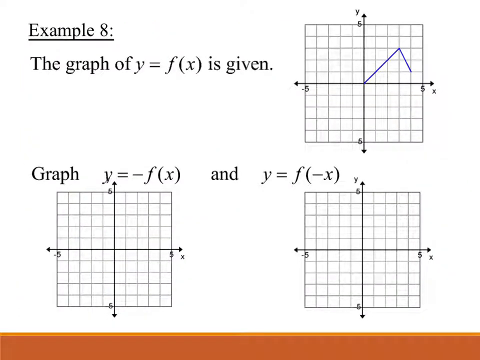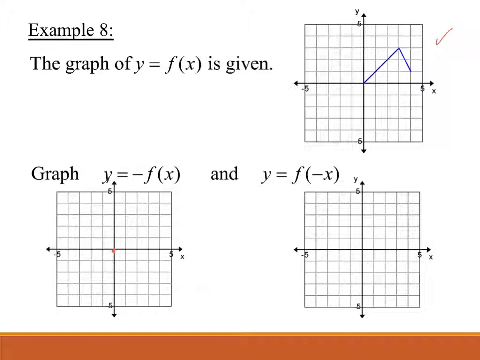So in example 8, we're going to graph the function f of x that is given by the graph in the top right-hand corner. So we're going to regraph this one by graphing y is equal to negative f of x. So we know that this was reflected through the x-axis. So 0, 0 is going to be the same, so we put in the point 0, 0. And now we look at the point 1, 1 up at the top.